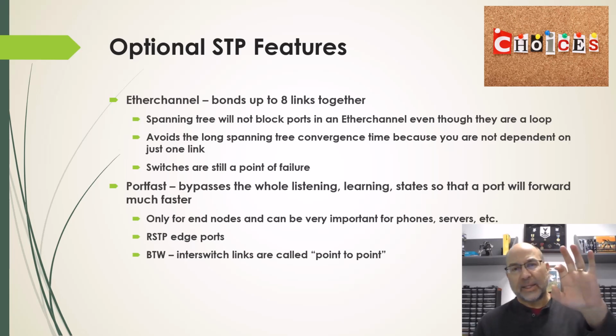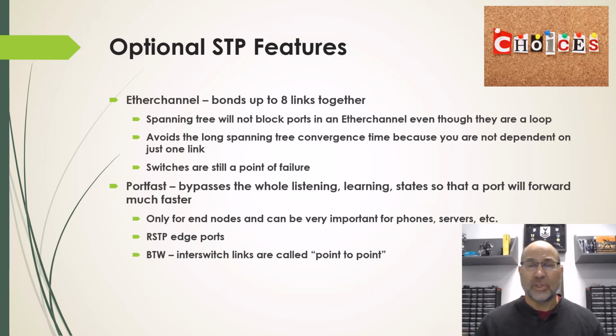Now, you can create something called a port group or an EtherChannel, and this is where you bond up to 8 links together so that they can forward more traffic between devices. But by default, spanning tree would block all of the ports except one of them. When you make them part of an EtherChannel, spanning tree will not block them, and they act together. The nice thing is that spanning tree doesn't try to fix a broken topology until all of those links are down, so you're not really dependent on just one link. We still have to remember, though, that this is in between switches, and if a switch goes away, you still have the same problem.